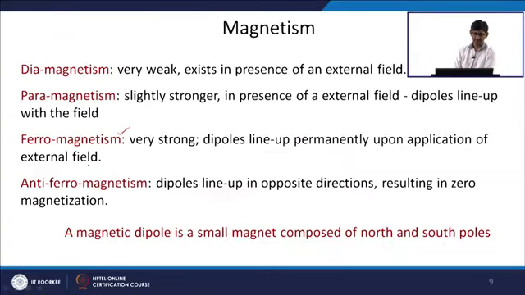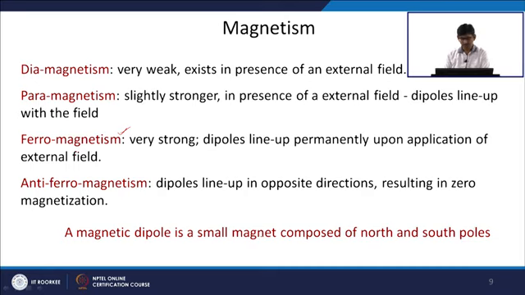For example, you might have seen on the office table there is sometimes a jar to store the pins, and there is a magnet around it, then the pins also start showing magnetism after some time. So under an external field they get magnetized and they will remain magnetic even after removal of the external field. Then there is antiferromagnetism. Dipoles line up in opposite direction resulting in zero magnetization. So in this case, even if you apply the external field, you will not get any magnetism. So these are antiferromagnetism, the anti of what we have discussed just now.